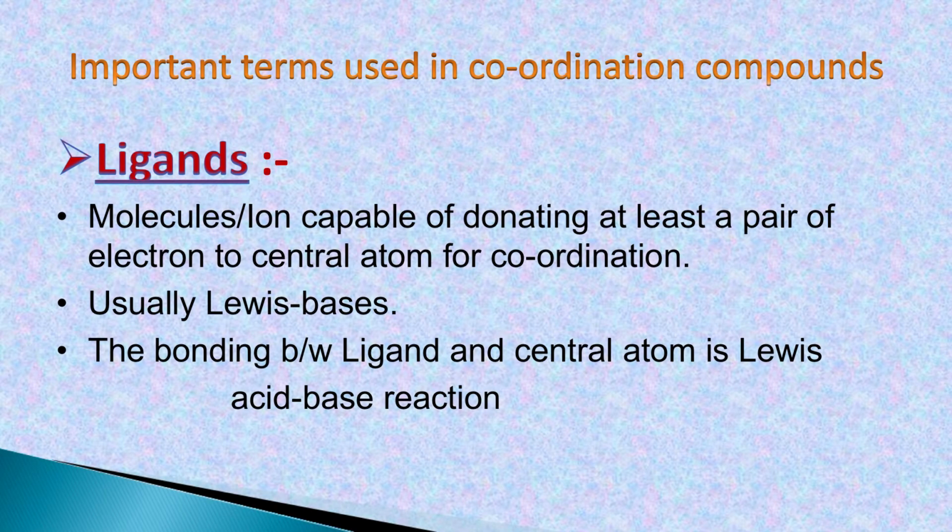Ligands are the molecules or ions. They can be molecule or ion. What are the conditions? They must contain a lone pair of electrons. An unshared pair of electrons is very necessary. And that unshared pair of electrons plays the whole game. That lone pair of electrons it donates to the central metal and makes a coordinate bond.